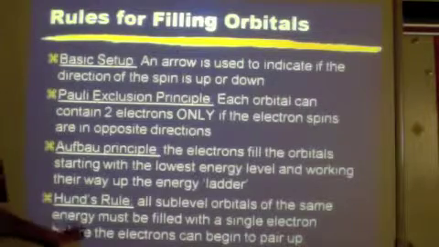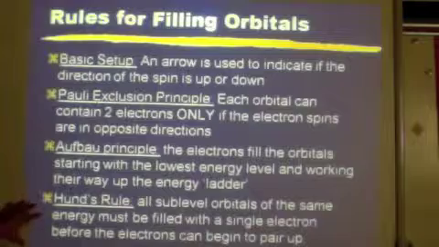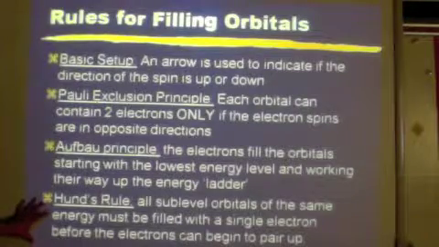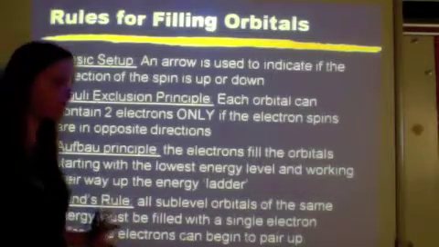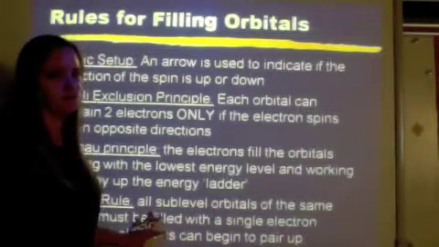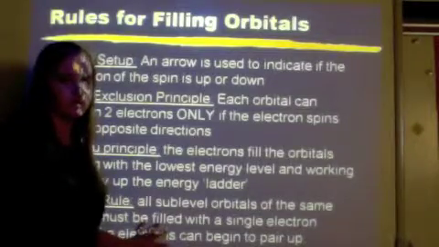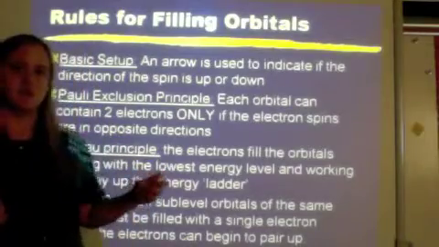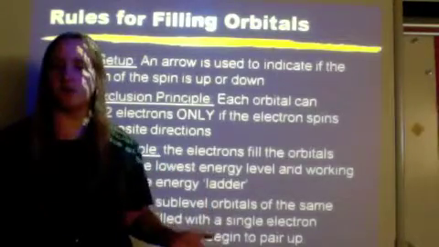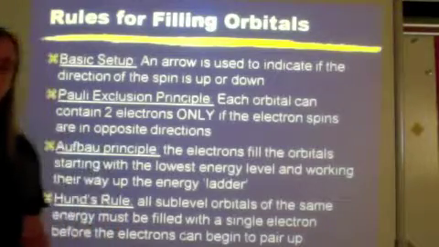Hund's rule, which I call the empty seat rule. Sublevel orbitals of the same energy must be filled with a single electron before the electrons can begin to pair up. So analogy for this one. The electrons don't like each other. They cannot stand each other because they're all negative. So if they were to get on a bus and there's some empty seats with no electrons on it, where are those electrons going to go? They're going to sit in the empty seat.